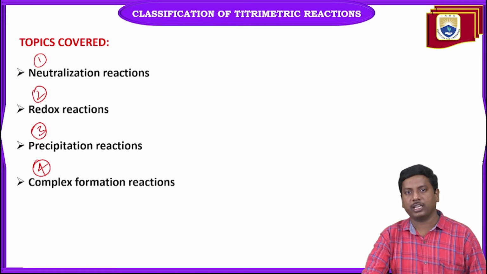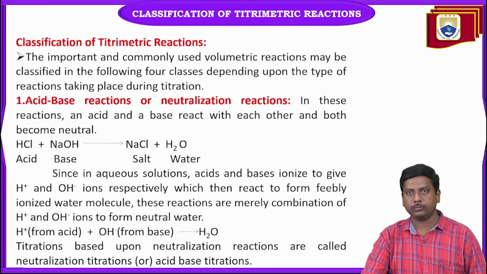So it depends upon the mechanism involved between the reactants to give products. That is nothing but a chemical reaction. Now let us explain them one by one. The first one is the neutralization reactions. First of all, we see the classification of the Titrimetric reactions.